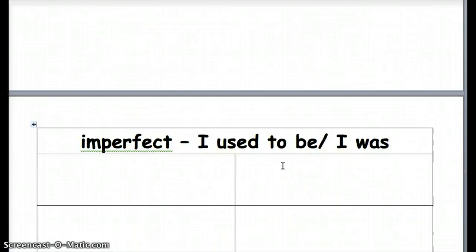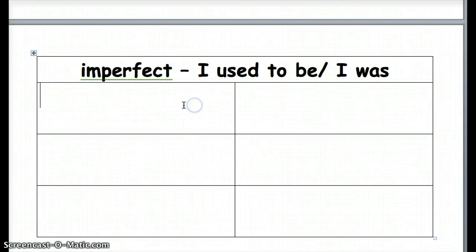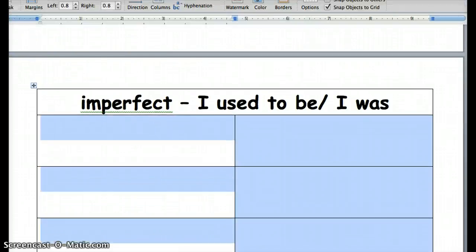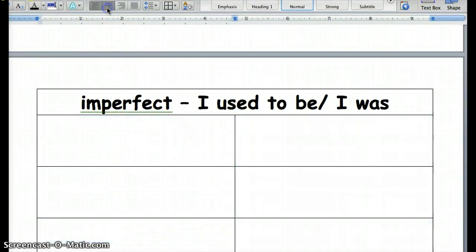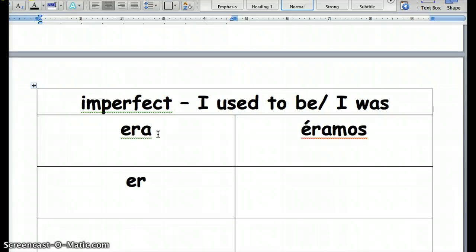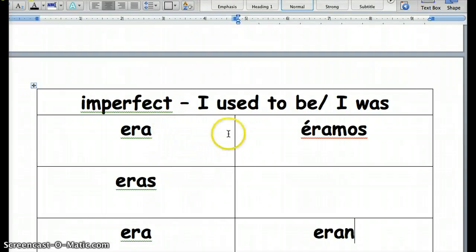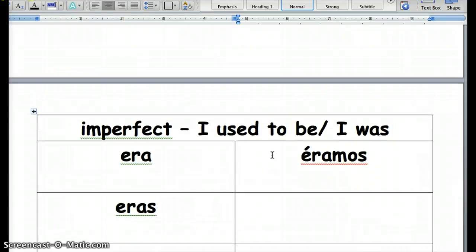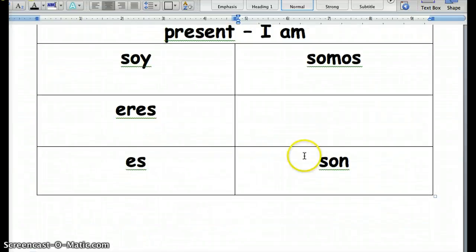In the imperfect, saying what you used to be, or you could also say the word was, you are in the imperfect going to have these forms. Era, éramos, eras, era, eran. We're going to be adding a new form this year, and that's why we've been leaving it blank for the past 2 years when you fill out your verb vitamins.